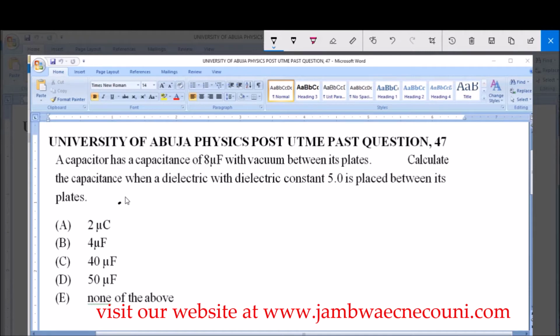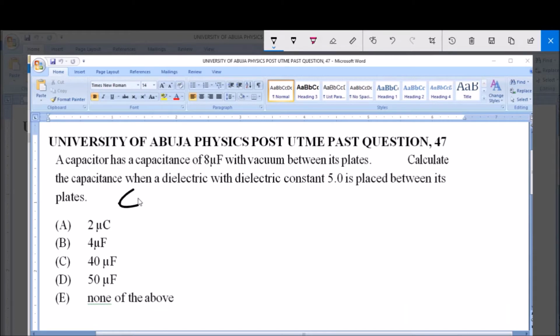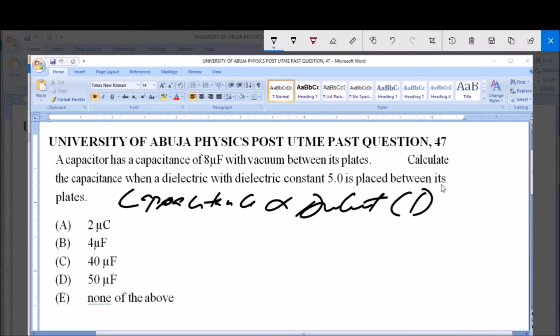Now the first thing you will note is that the capacitance is directly proportional to the dielectric constant. So let's call the capacitance C. Capacitance C is directly proportional to the dielectric constant. Now let's call it D. Due to this proportionality, we also take note that when there is vacuum between the plates of the capacitor, the dielectric constant D is equal to 1.